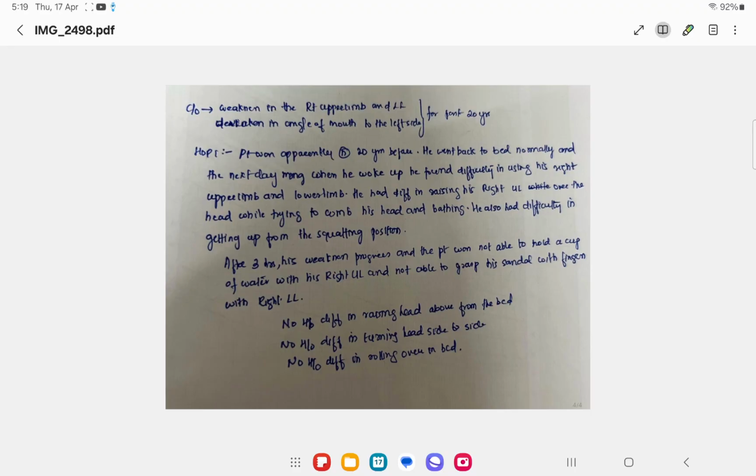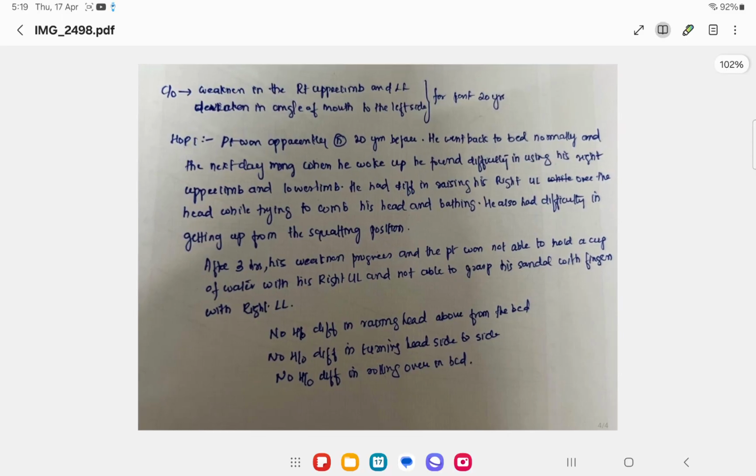First you have to know how to write the HOPI, because the case is very important in your practical exam. You have to start with the patient was apparently normal 2 days or 3 days back. He went to bed normally, and the next day morning he found difficulty in using his right upper limb and lower limb. This is how the classical thrombotic stroke will present. Maybe hemorrhagic or embolic will be different, but the classical thrombotic stroke will present like this. This is how we have to present the case.